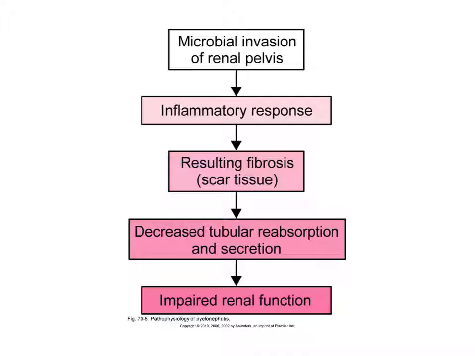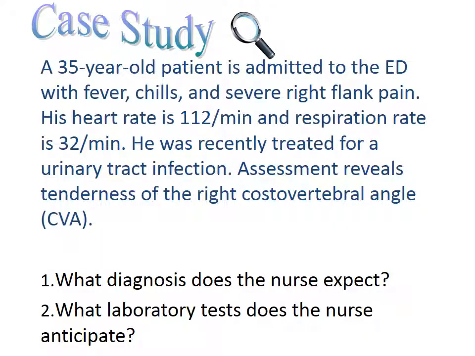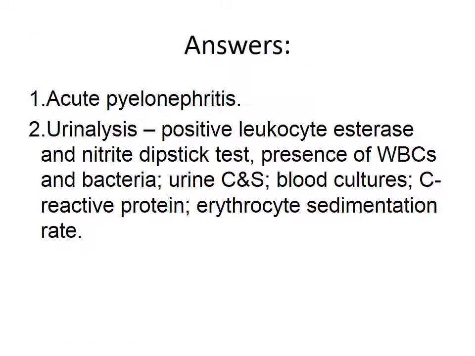And here's a slide that shows the microbial invasion of the renal pelvis, how it produces an inflammatory response, which results in fibrosis of scar tissue, decreased tubular reabsorption and secretion, and permanent impaired renal function. Again, the case we will cover in class.